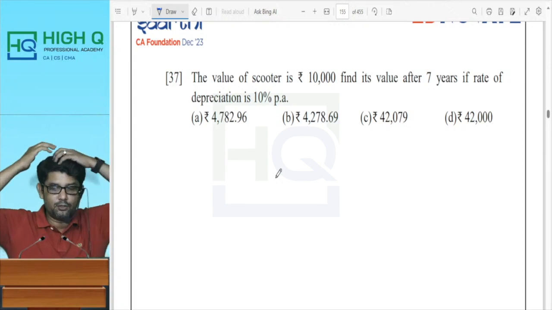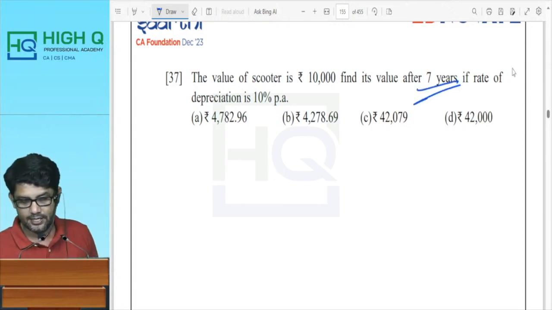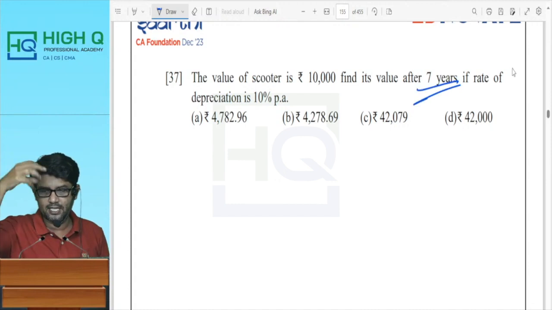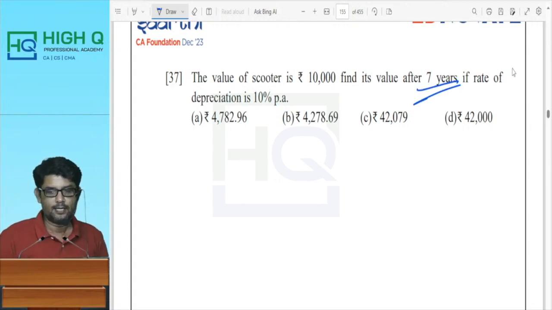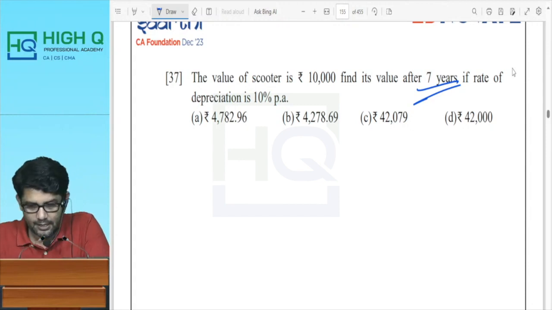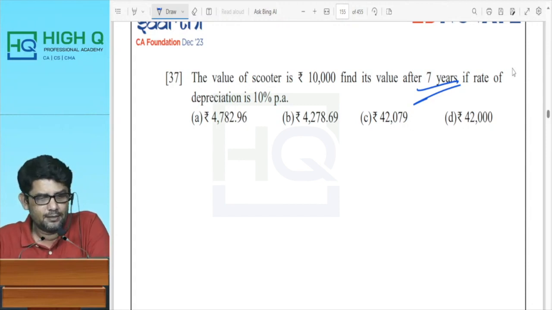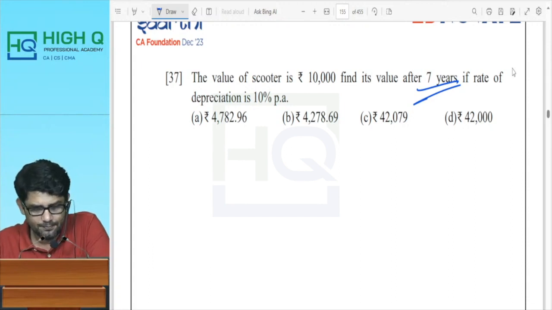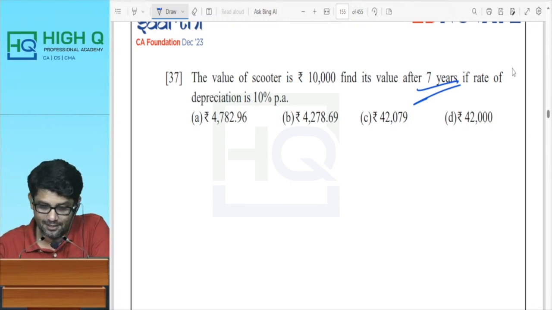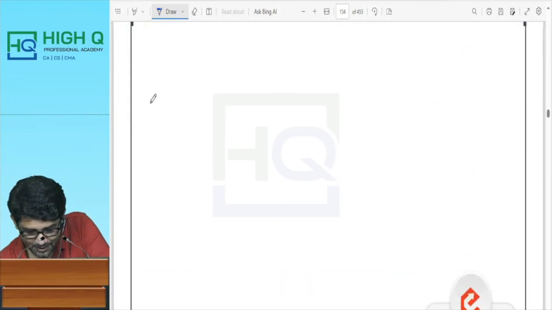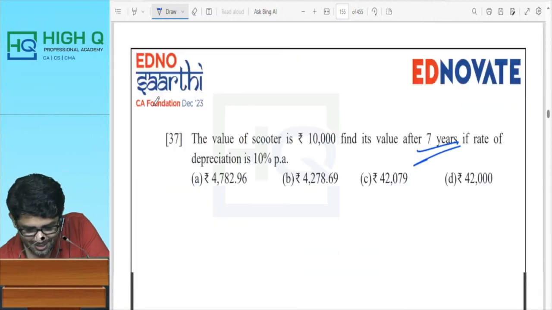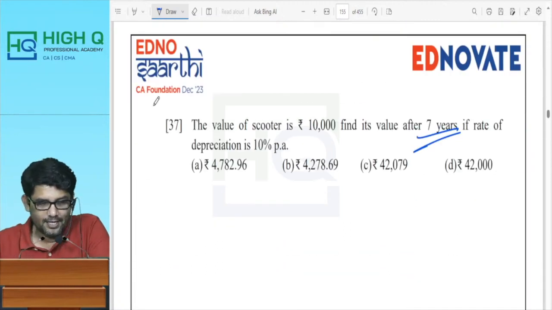Depreciation. Can you please find out for 7 years? Use calculator. Give me the answer fast. You're taking too much time. Calculator we have to use. In the option also there is rupees. Very good.